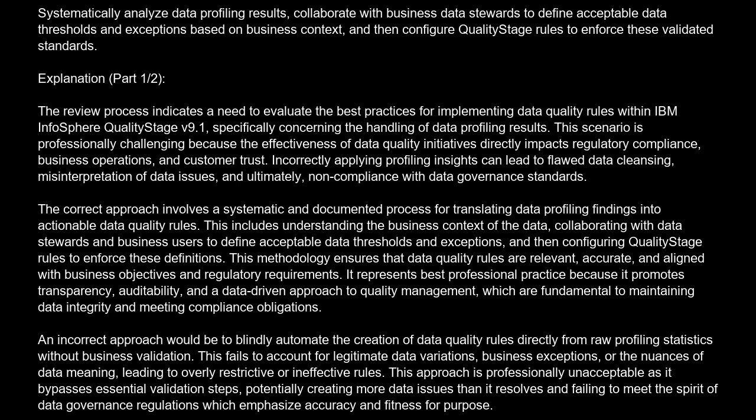An incorrect approach would be to blindly automate the creation of data quality rules directly from raw profiling statistics without business validation. This fails to account for legitimate data variations, business exceptions, or the nuances of data meaning, leading to overly restrictive or ineffective rules. This approach is professionally unacceptable as it bypasses essential validation steps, potentially creating more data issues than it resolves and failing to meet the spirit of data governance regulations, which emphasize accuracy and fitness for purpose.